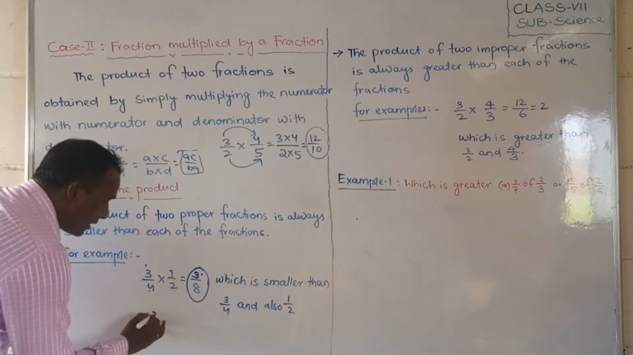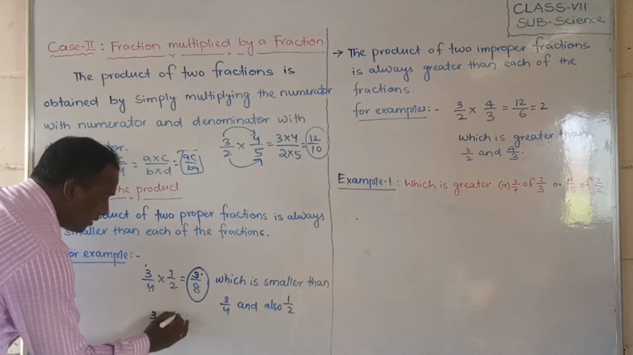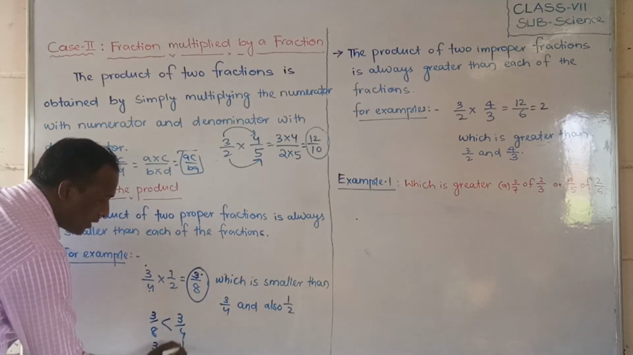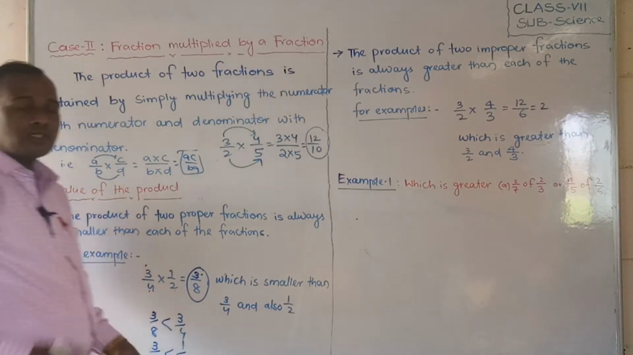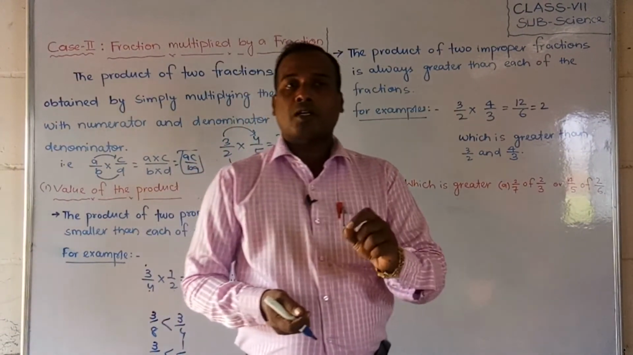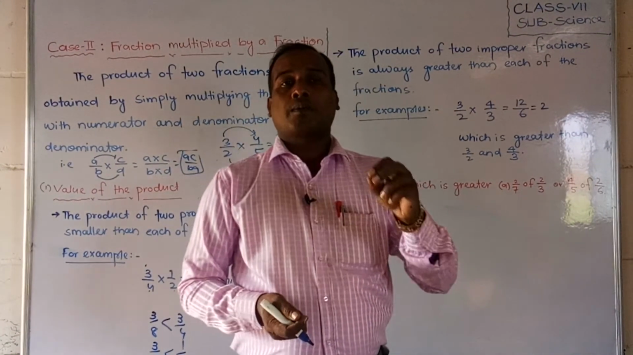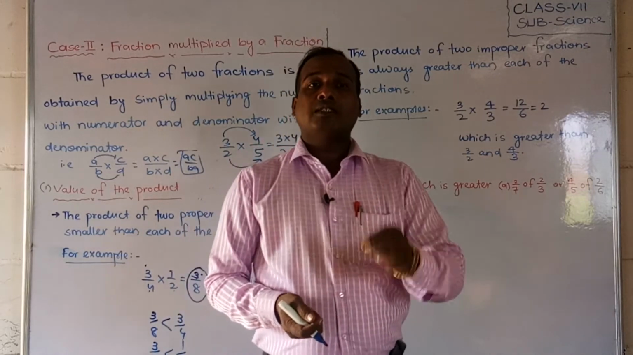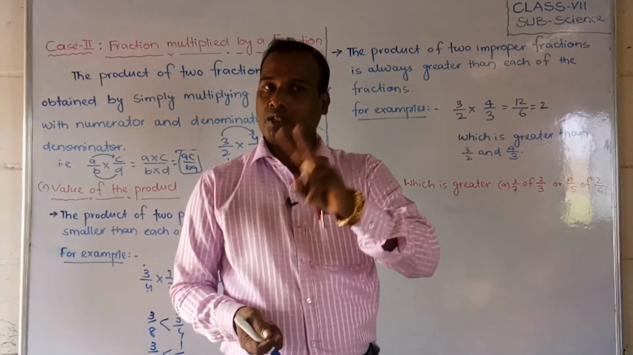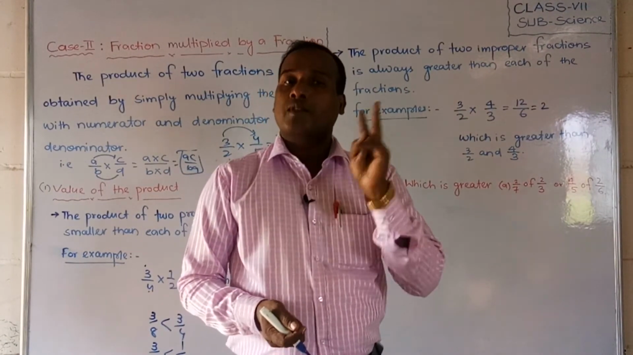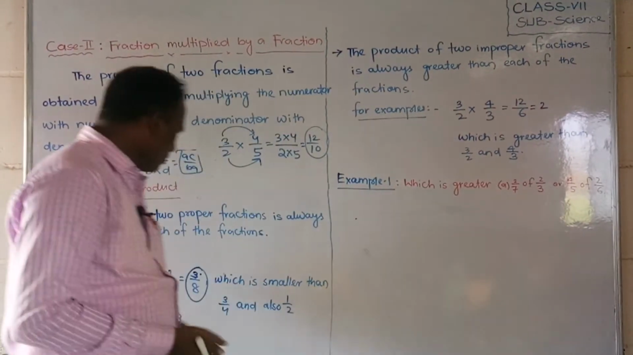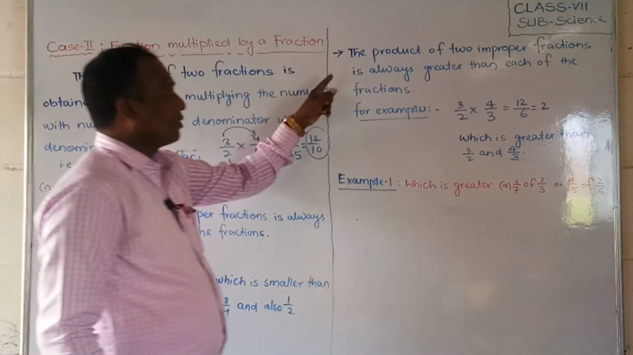That means 3 by 80 is smaller than 3 by 4, and also 3 by 80 is smaller than 1 by 2. Did you understand, students? So when we are multiplying two proper fractions, the product, whatever value we get, is always smaller than each of the fractions. Each fraction means whichever two proper fractions we have taken, their value is greater than this product. Okay. Now another law, students.